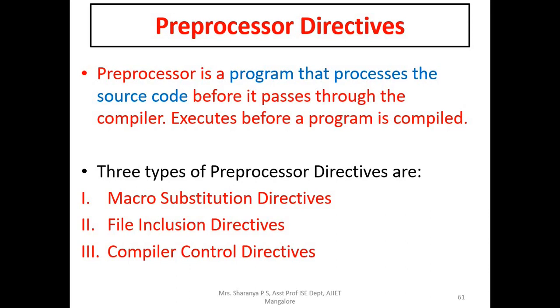Normally, the compiler will process the code. Here, if we mention any preprocessor directive, this preprocessor program will process those codes and then they will be transferred to the compiler. And this execution will be done before the program is compiled. So by using preprocessor directives, the execution will be much faster. Here we are making use of three different types of preprocessor directives. First one, macro substitution directives, file inclusion directives, and compiler control directives.